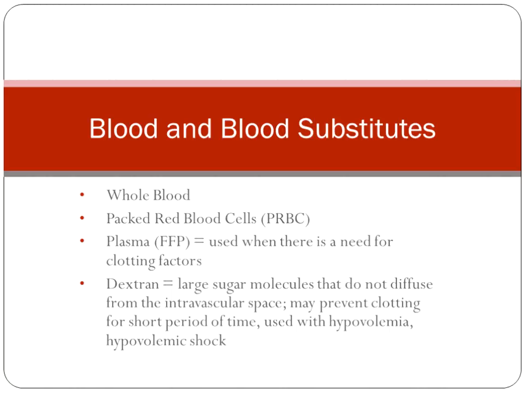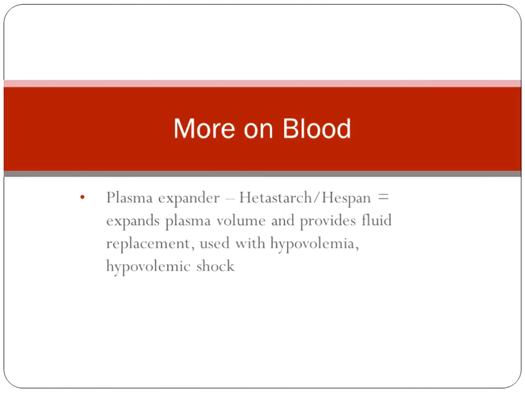Dextran is a large sugar molecule product that does not diffuse from the intravascular space. It may prevent clotting for a short period of time, typically used for hypovolemia or hypovolemic shock. The last of the blood products listed are the plasma expanders such as Hetastarch or Hespan, which expands plasma volume and provides fluid replacement with hypovolemia or hypovolemic shock. Many times this product is given to patients who refuse to have blood transfusions.